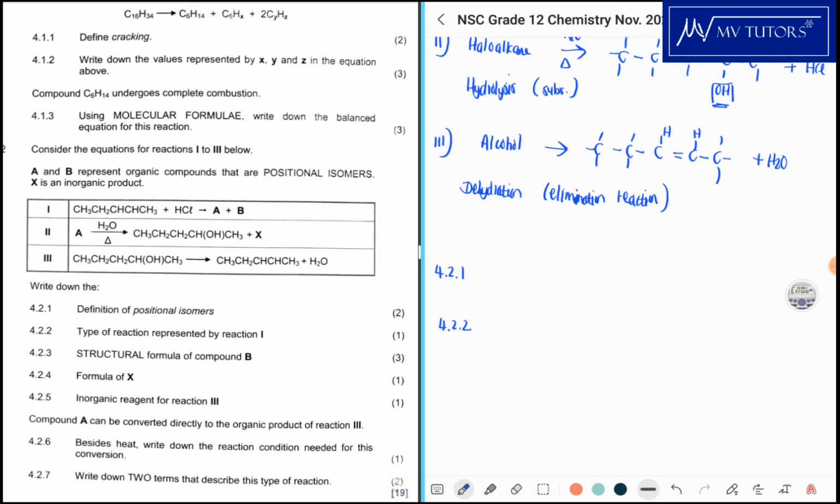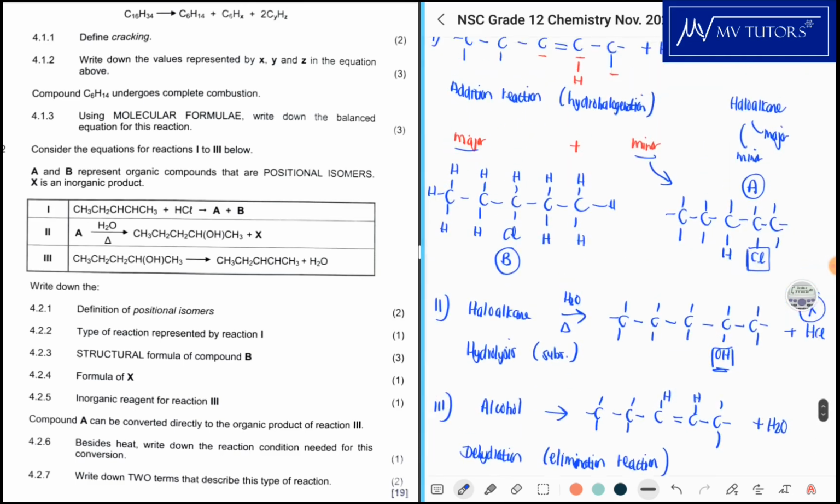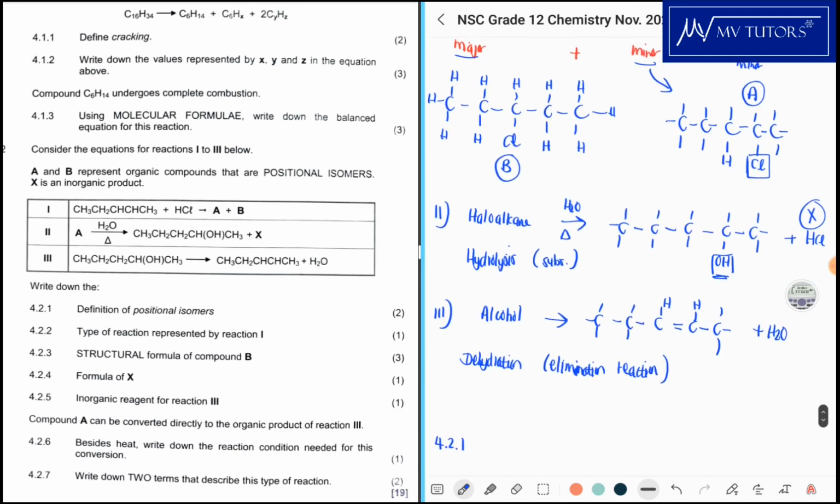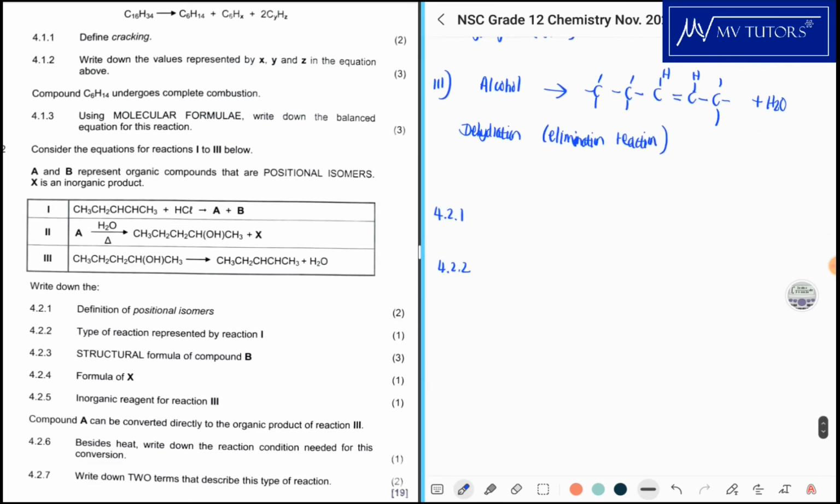And 4.2.2, this is the type of reaction represented by reaction 1. We did say it's an addition reaction, also known as hydrohalogenation. So you can decide whether you are going to write addition reaction or hydrohalogenation, which is nicer. Hydrohalogenation reaction.